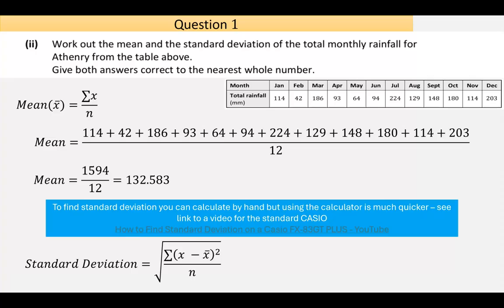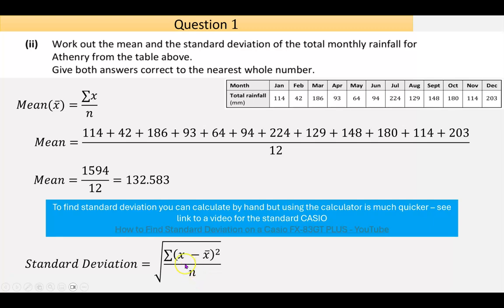Now the standard deviation formula is this kind of weird looking thing. It's the square root of the sum of the data point, take away the mean, squared, all divided by the number of data points.